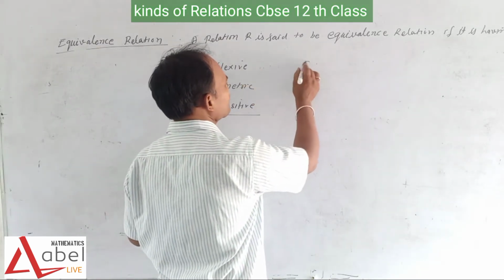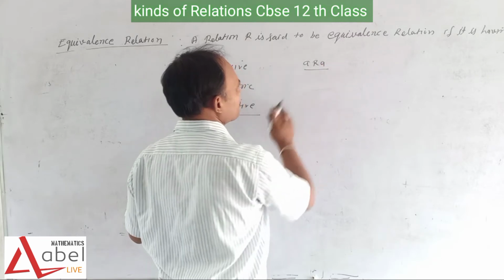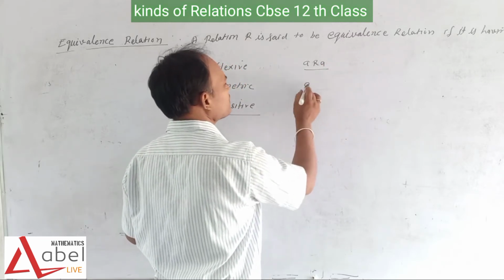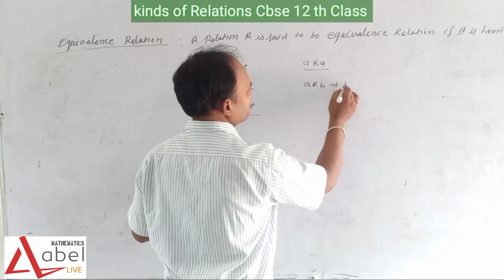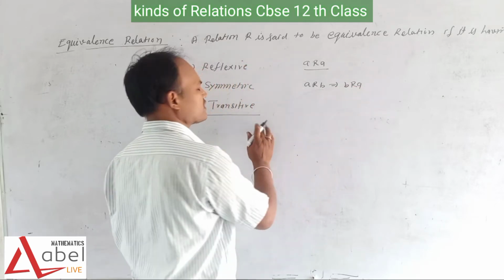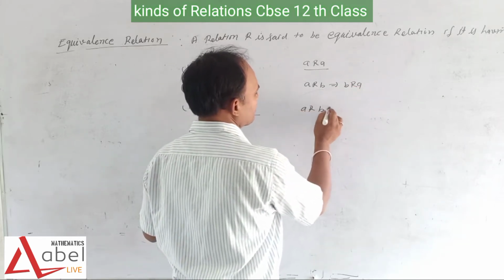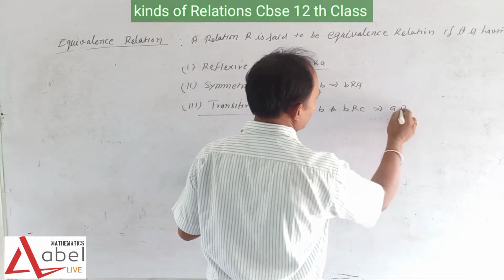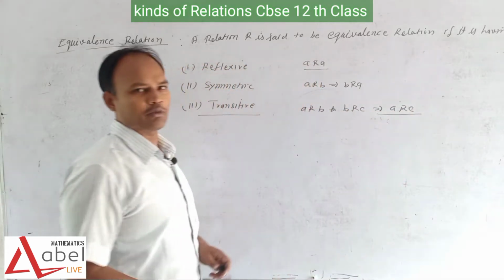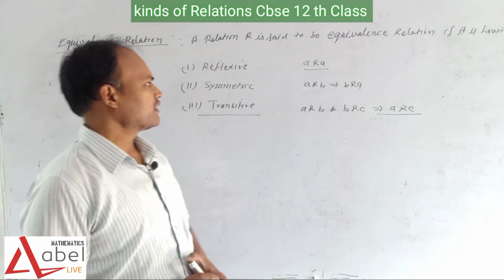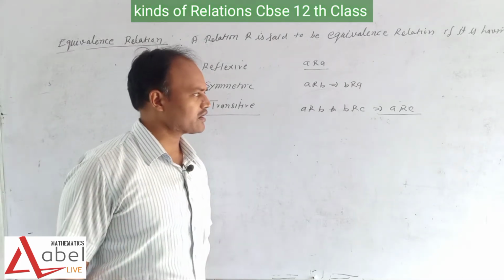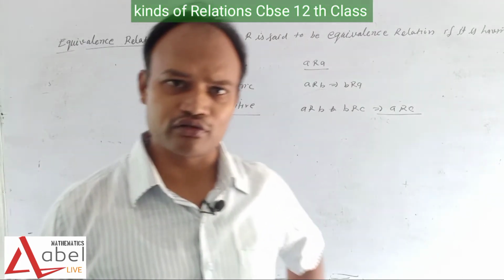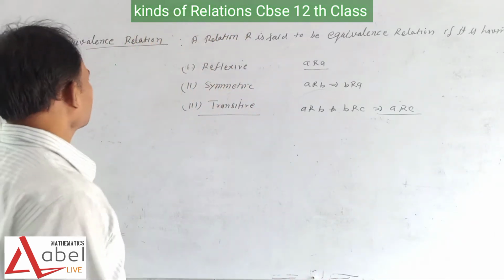When we are talking about the reflexive relation, it means ARA, A related to A. What is a symmetric relation? ARB implies BRA. What is the transitive relation? ARB and BRC implies ARC. So this type of thing is found there: ARA, ARB and BRA, BRC, then ARC also. So this is the equivalence relation.